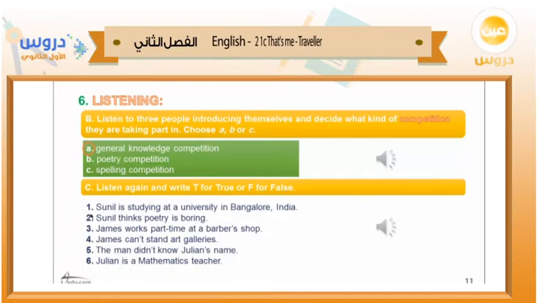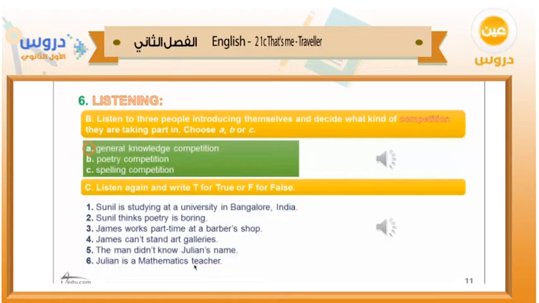Number 1. Sunil is studying at university in Bangalore, India. Number 2. Sunil thinks poetry is boring. Number 3. James works part-time at a barber's shop. 4. James cannot stand art galleries. 5. The man did not know Julian's name. Number 6. Julian is a mathematics teacher.